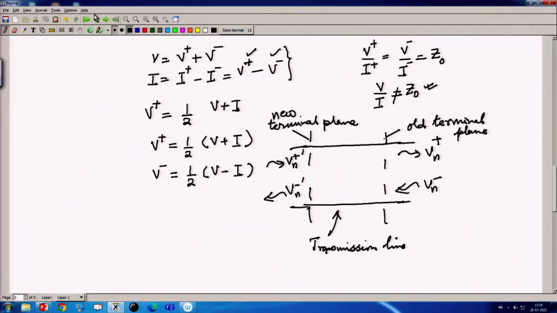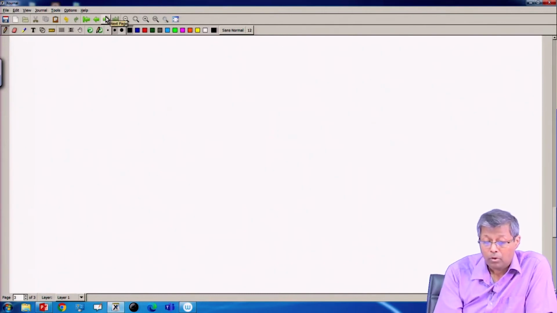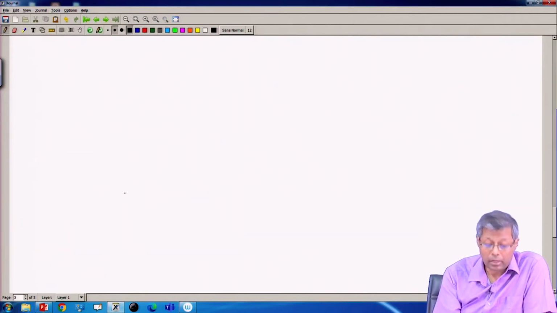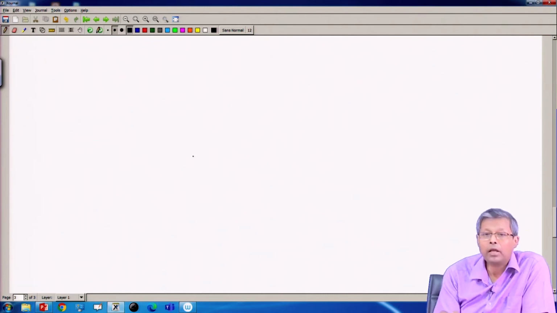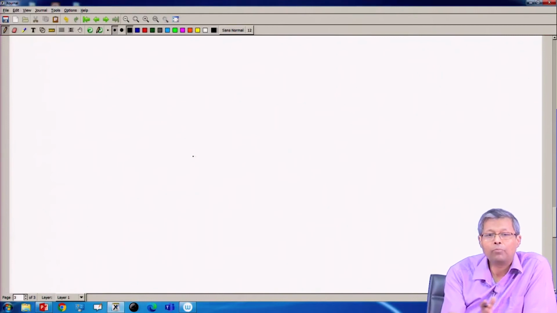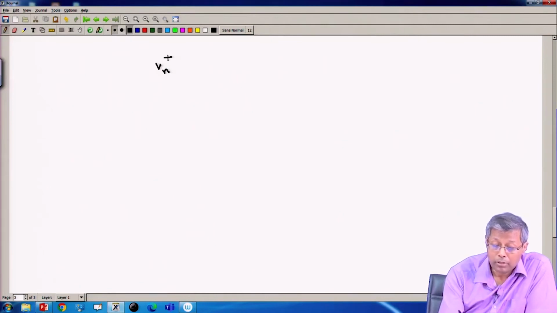Okay. So, in this scenario we can relate the voltage waves at the old terminal plane with those at the new terminal plane. This frequently arises because S11, or any kind of scattering matrix parameter, can be measured at a particular terminal plane, and I may want to derive the equivalent scattering parameters at another terminal plane. So, this is very simple to understand.